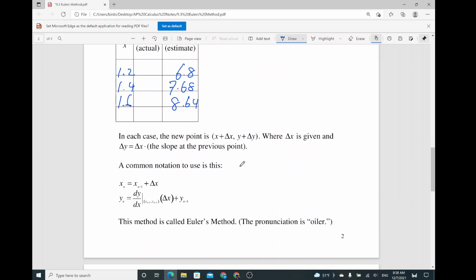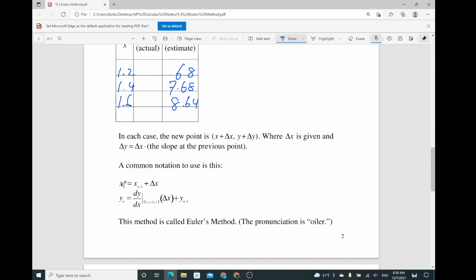So this one basically summarizes the formula. So x plus delta x, y plus delta y, where delta y is given as delta x times the slope at the previous point. Okay, so the formula for doing the approximation with the Euler's method is the following.